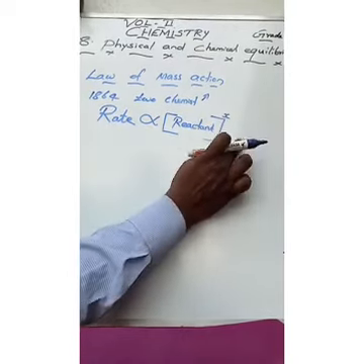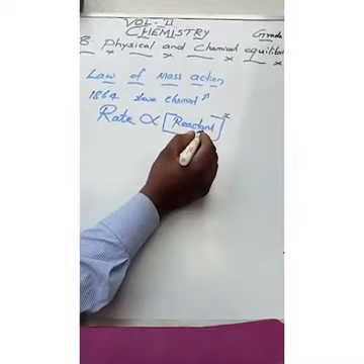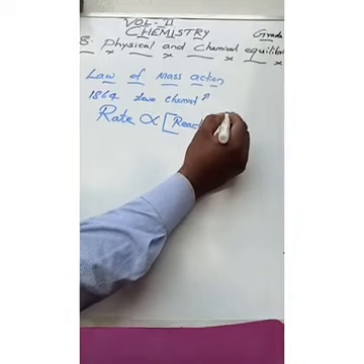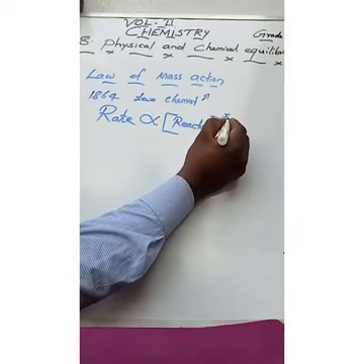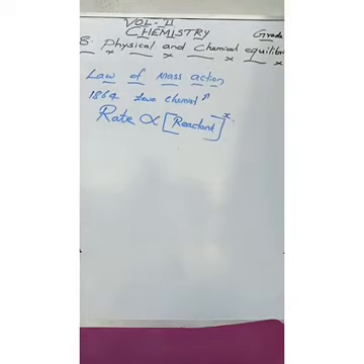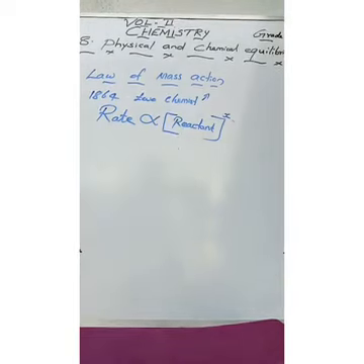Rate is directly proportional to the reactant. Don't forget to make one square bracket, and after the square bracket, we have to write x. Rate is directly proportional to reactant x. This is the law of mass action. What is the law of mass action? Rate is directly proportional to reactant x.